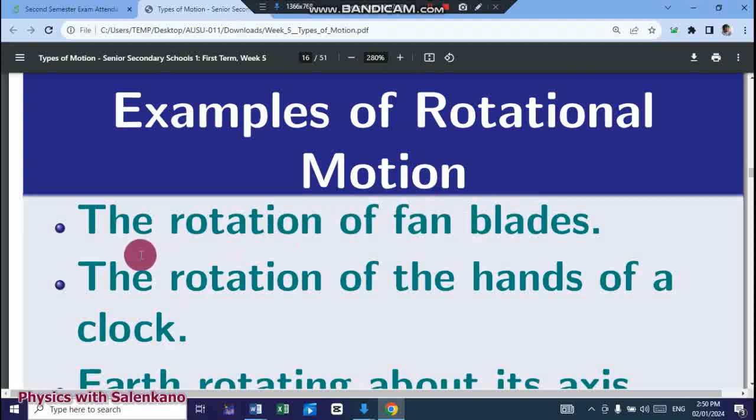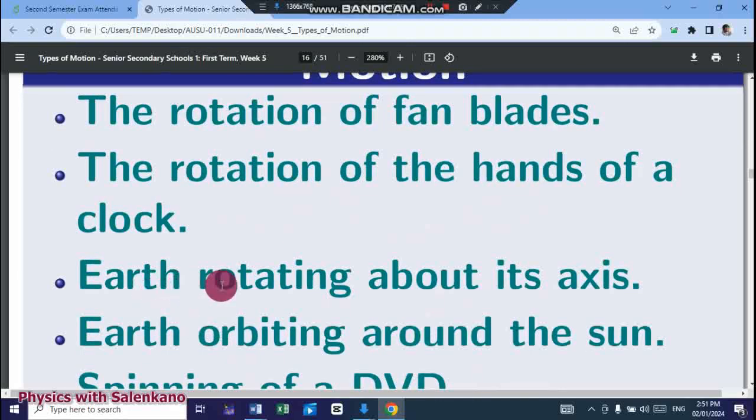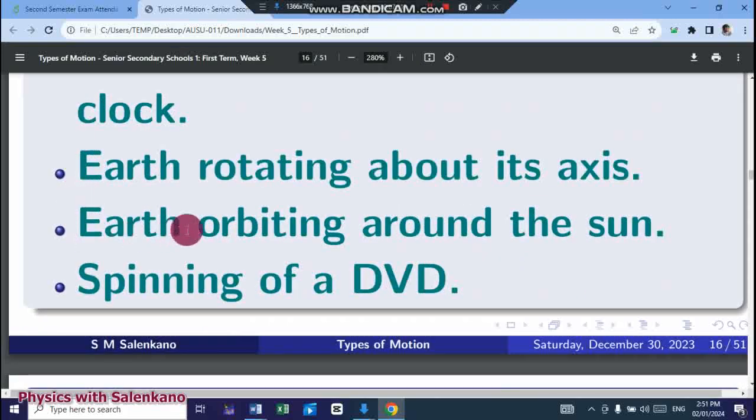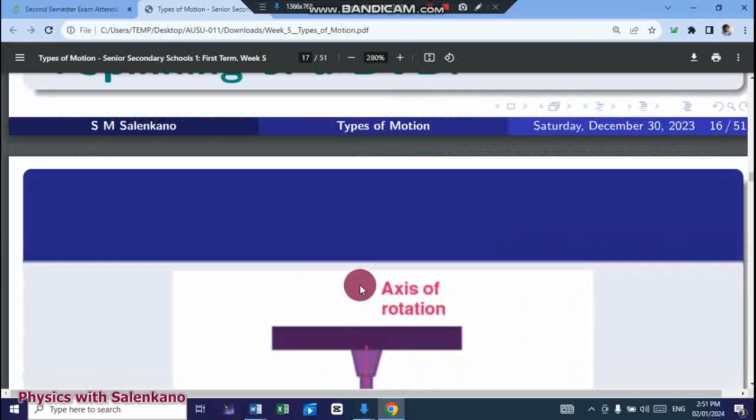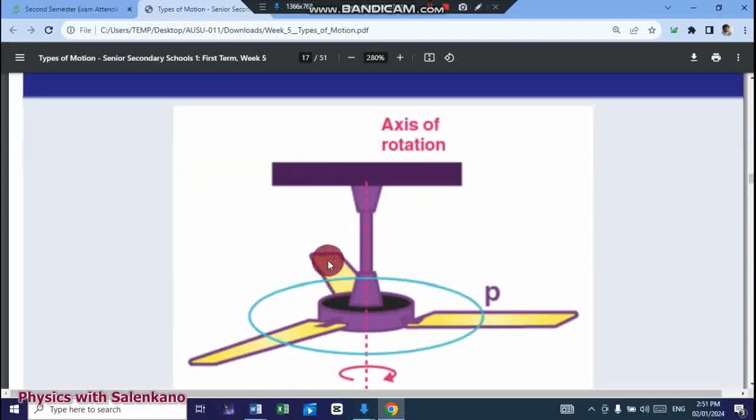Examples of rotational motion. The first one is the rotation of fan blades. Secondly, rotation of the hands of a clock. Thirdly, Earth rotating about its axis. Fourthly, we have Earth orbiting around the Sun. And finally, we have spinning of a DVD. We will see these examples in images.